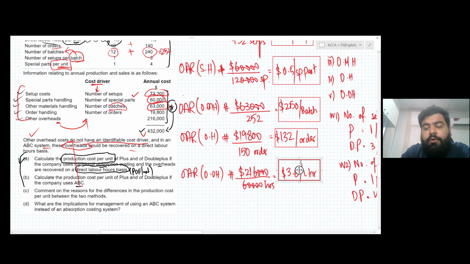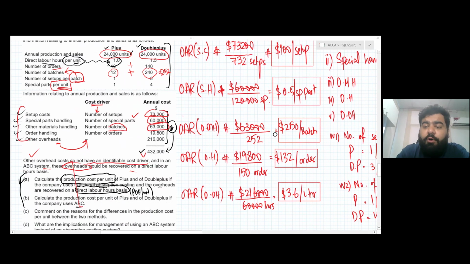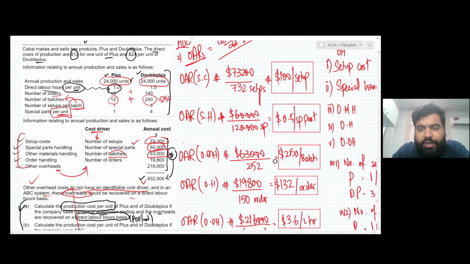So these are all the OARs that we have calculated for each type of overhead. We have to calculate different OARs. The reason for giving you this assignment was so that you can see the technical calculations and all that, right? Okay, so all OARs we have calculated.